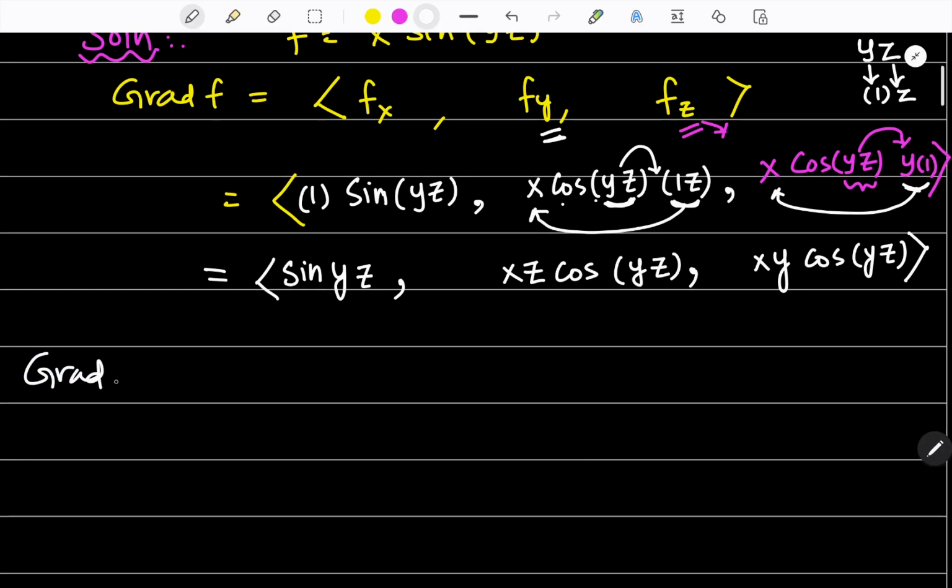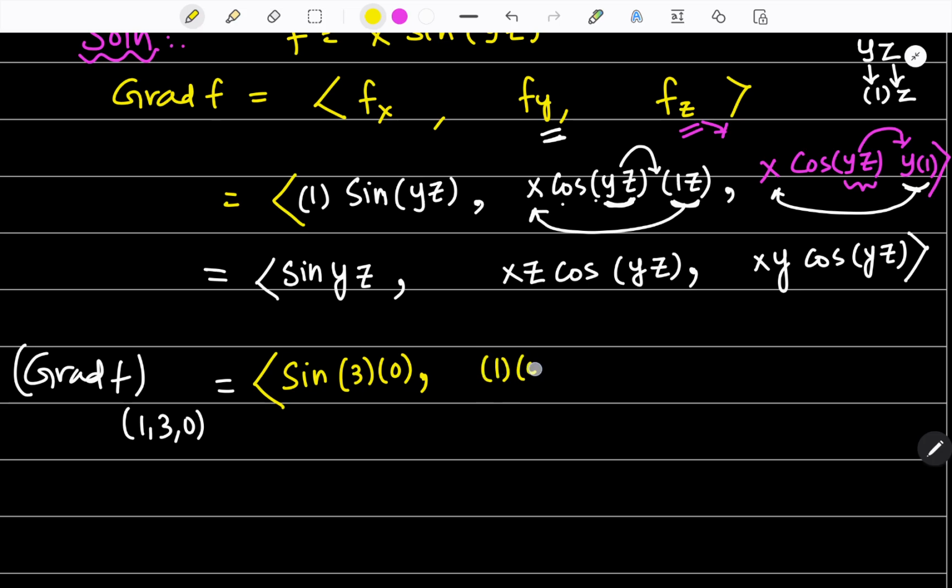Now we need to find grad f at the point. What is the point given? (1, 3, 0). So let me put in this point: y is equal to 3, z is equal to 0. x is 1, z is 0, and cosine(yz), which is 3 times 0. The next is xz: x is 1 and z is 0, comma, then xy: x is 1 and y is 3, and cosine(yz), which is 3 times 0.